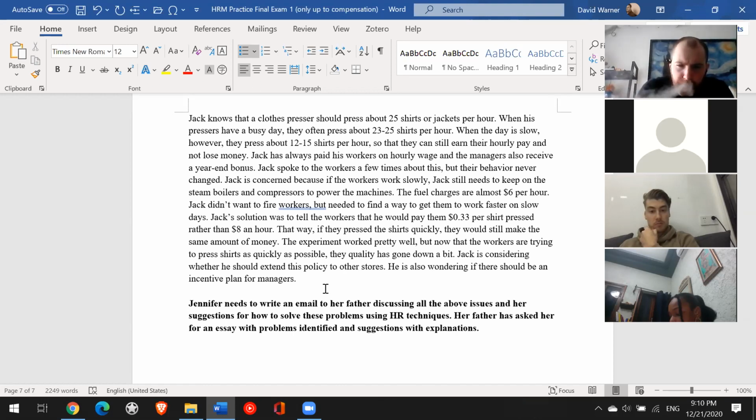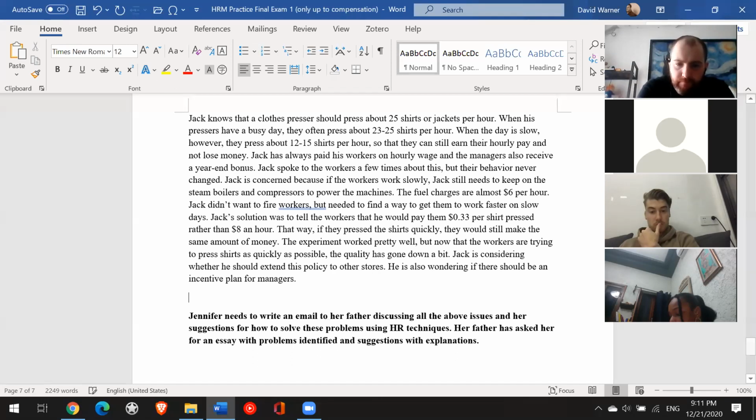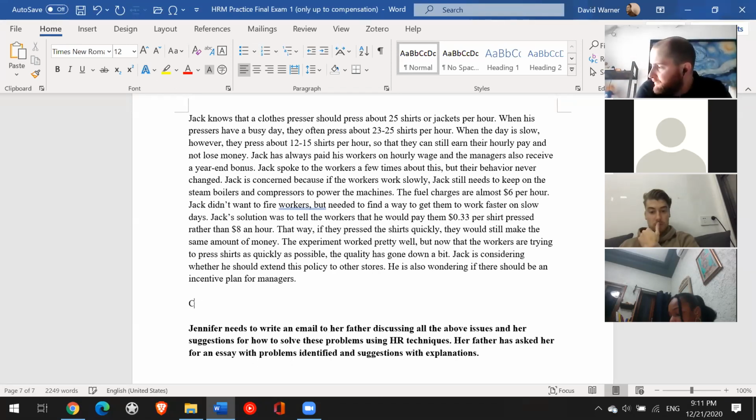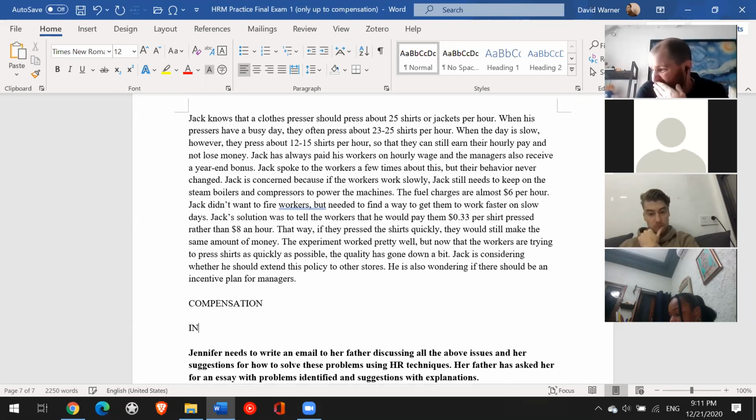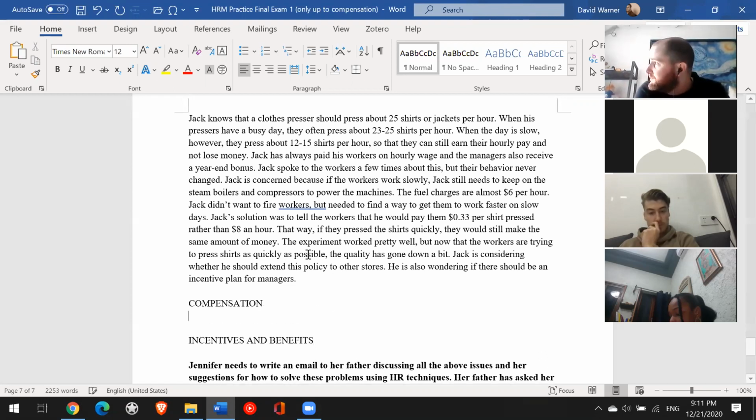The experiment worked pretty well, but now that the workers are trying to press shirts as quickly as possible, the quality has gone down a bit. Jack is considering whether he should extend this policy to other stores. He's also wondering if there should be an incentive plan for his managers. Okay, so clearly we're talking about compensation here. And then also there's going to be a part about incentives and benefits. Those are the last two parts that are going to be on the final.